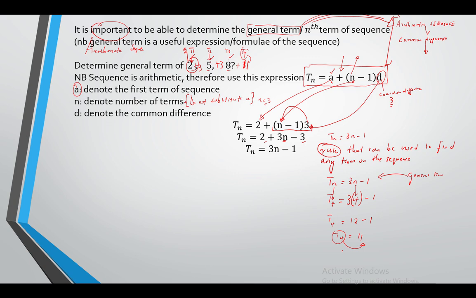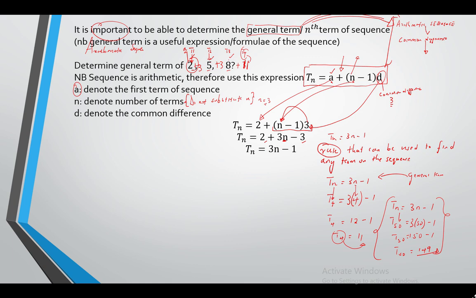Now, mathematicians are very smart. Perhaps the question can now say find term number 50. Just use the general term. You say Tn equals 3n minus 1. T of 50, because you are looking for term number 50. 3 into 50 minus 1. 150 minus 1. T of 50 is 149. Term number 50 is 149.